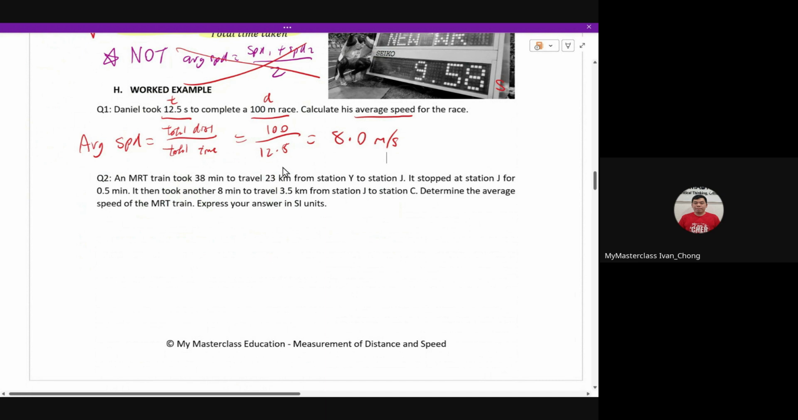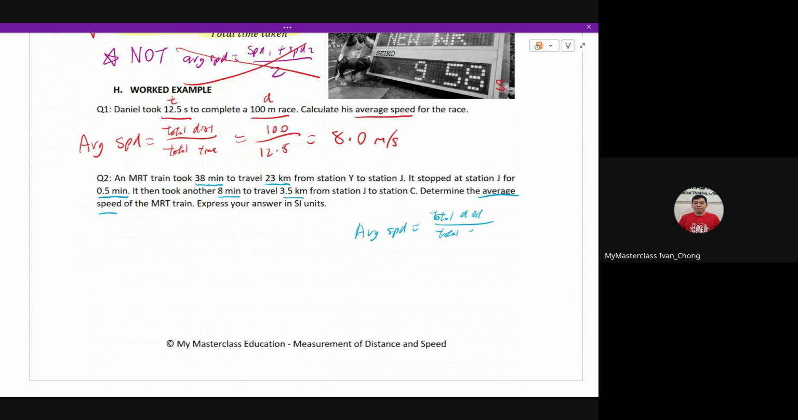So you can see up here, you have your time, and the distance from Y to J. All right, and then from J, you stop. Then you move 3.5 from J to C. You want to find average speed. So we know that average speed is your total distance over total time.